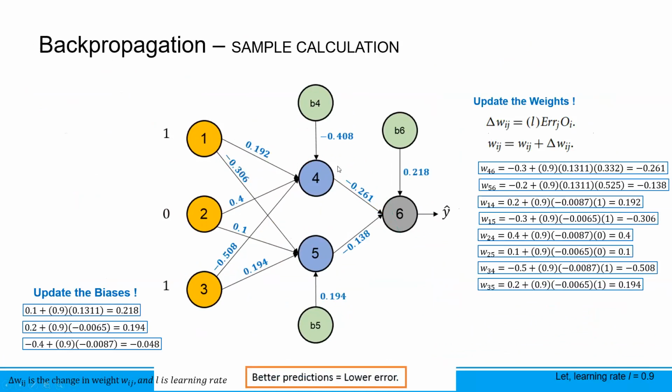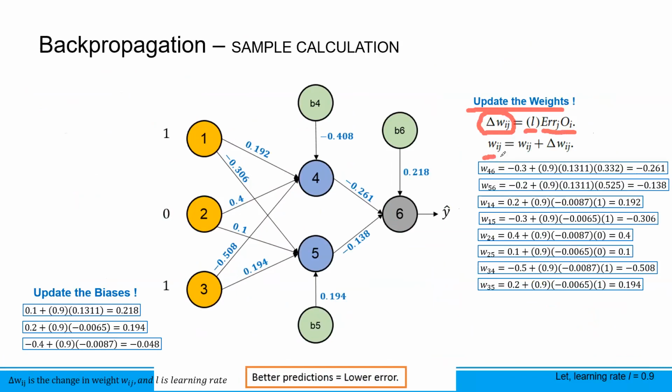Once we finish until the first hidden layer, now we are going to update the weights. How do we do the updating? The updating will take place by checking the delta. The delta Wij will be the learning rate multiplied by the error Ej multiplied by Oi.